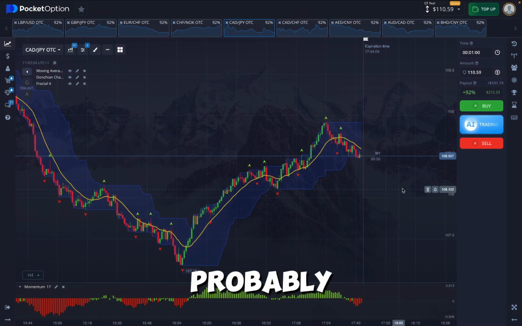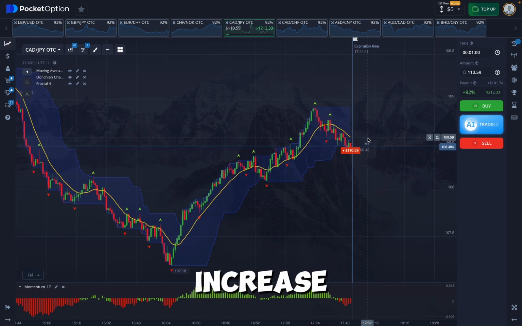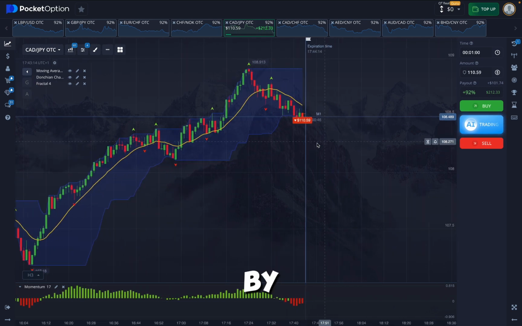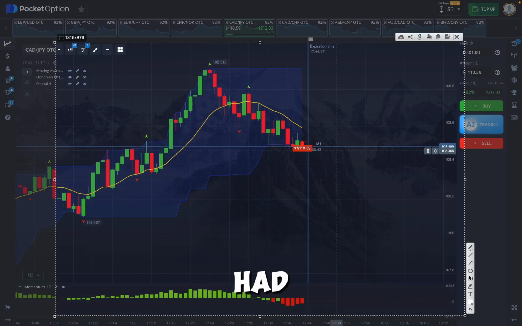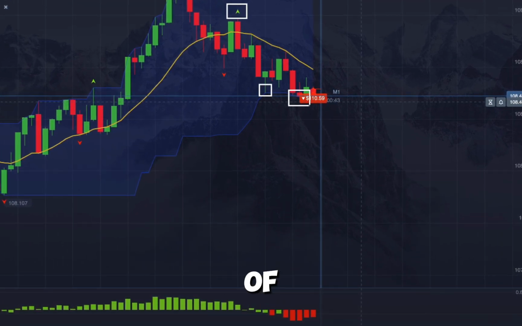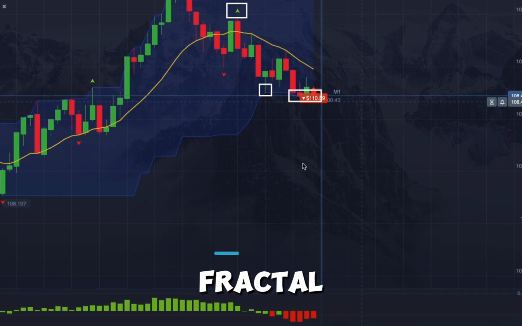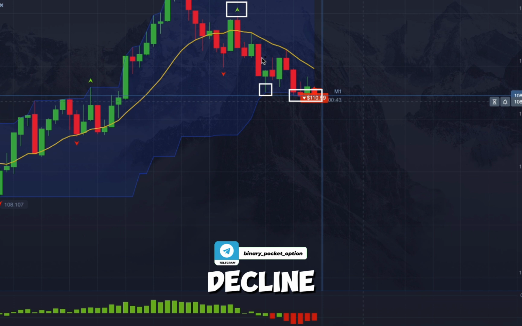And here I probably prefer to open a position for a decline rather than an increase. We explain this deal by the fact that we had an update of the local maximum, and here we had the first touch of the lower moving average. Here we also have a touch of the lower moving average, and the fractal is not updated, so I'd rather open a position for a decline.